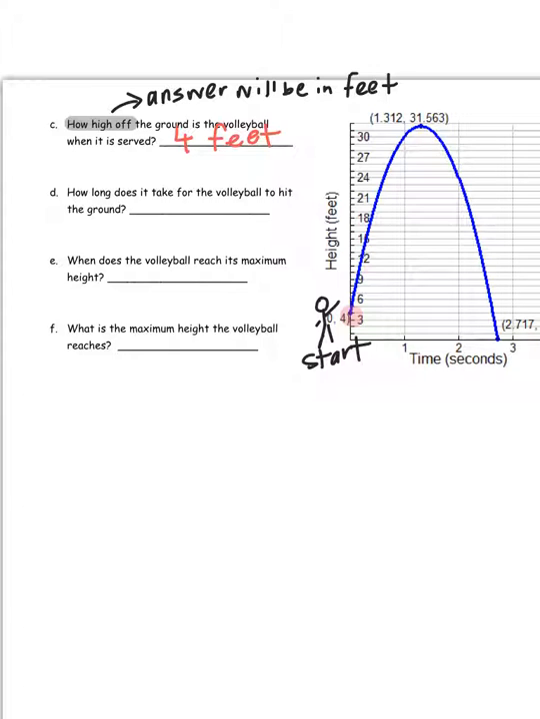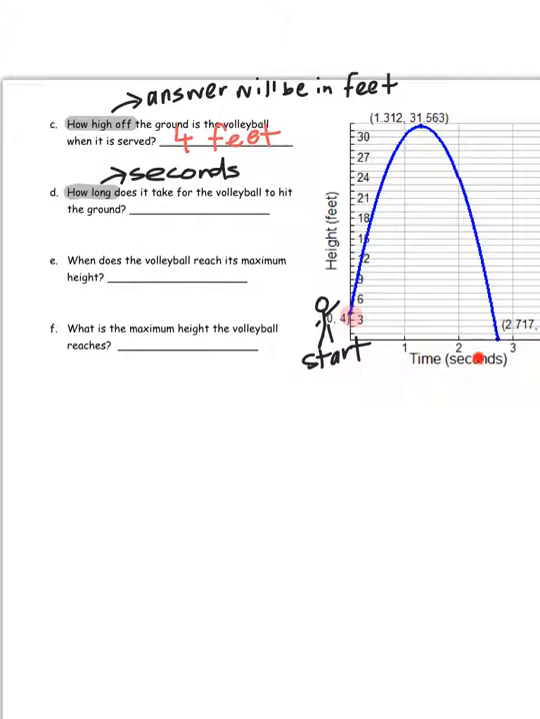All right, part D. Part D says, how long does it take for the volleyball to hit the ground? So think about this. If it says how long, your answer better be in seconds, because if you said feet, it wouldn't make sense. How long does it take the volleyball to hit the ground? So let's think about this in real life. This is our start. We hit the volleyball, it goes up into the air, reaches a certain height, comes back down.